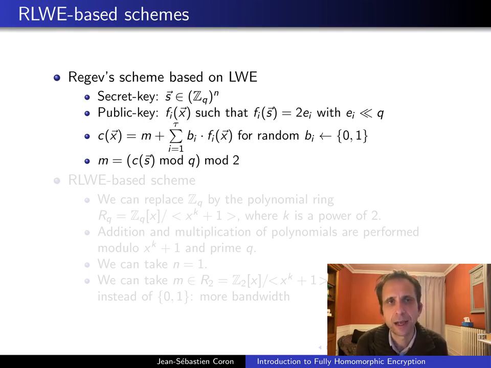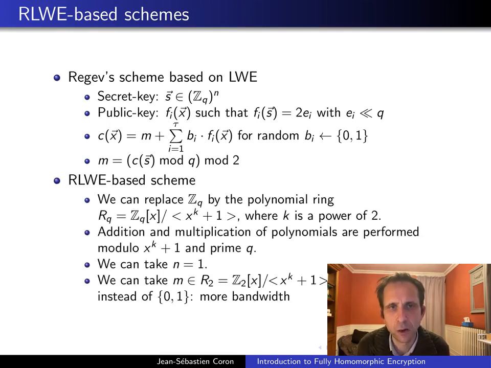And alternatively, instead of working with the learning with errors problem, so recall in DGHV schemes we are working modulo Q, we are working with polynomials with coefficients modulo Q, and we can actually replace Z_Q by a polynomial ring. So for example, the polynomials modulo Q, modulo x^k plus 1, where k is a power of 2. Because actually the scheme works in any ring, not only modulo Q. And so in that case, in this ring, we perform the addition and the multiplication of polynomials modulo x^k plus 1, modulo the prime Q.